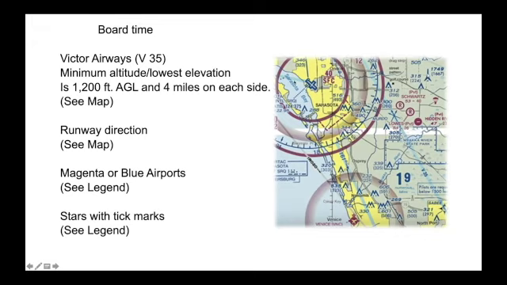Magenta or blue airports: your magentas here are your non-towered, uncontrolled airports, and your blue are going to be set up as manned. If you go and look at Asheville's control tower, it'll be blue. And Charlotte is blue. Hickory, some others, they'll be blue. So if you see magenta, that one does not have a control tower operating. Here there is a control tower operating.